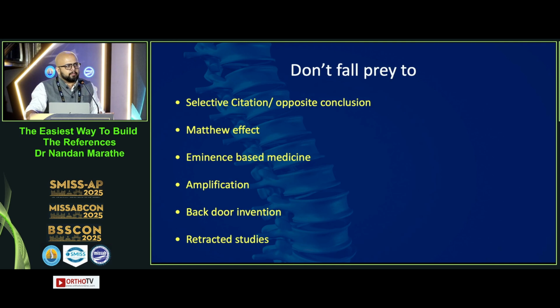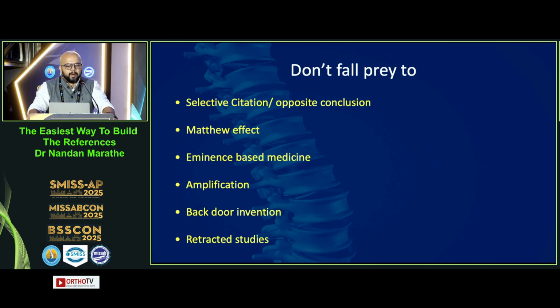The fourth error that we sometimes fall prey to is eminence-based medicine rather than evidence-based medicine. So if there's a big name associated with a paper, or if it is coming from a very reputable organization, we may end up citing it blindly without actually going through the contents of the paper. The fifth error is amplification. So that is about something similar to secondary citation, wherein instead of going to the original paper, you're just citing something else which doesn't add to the primary data.